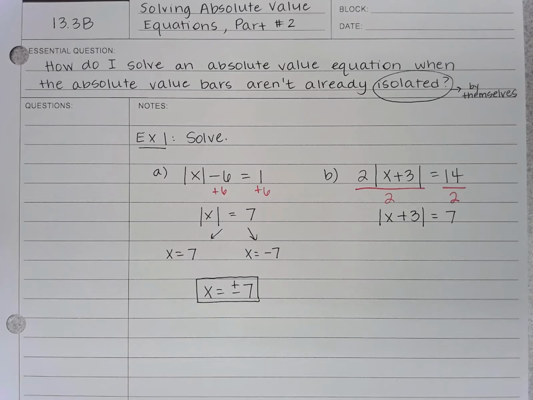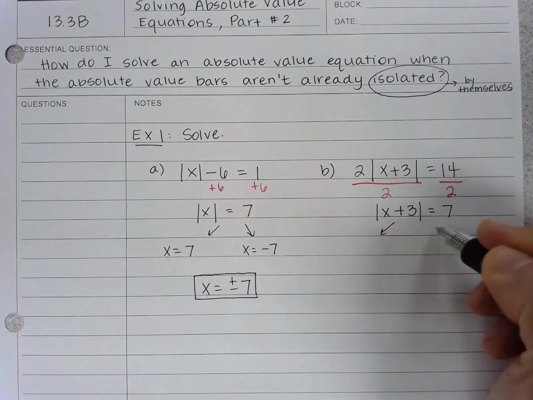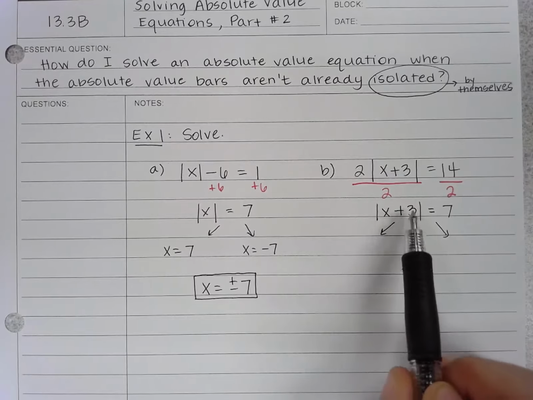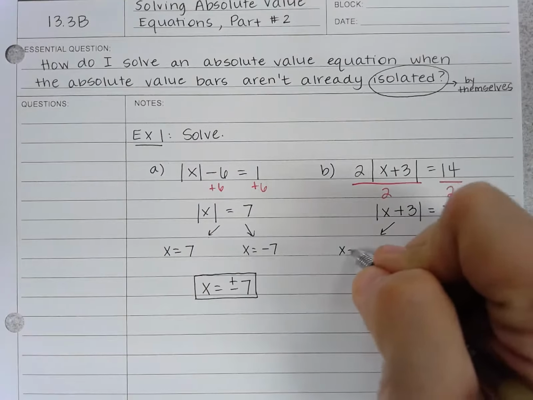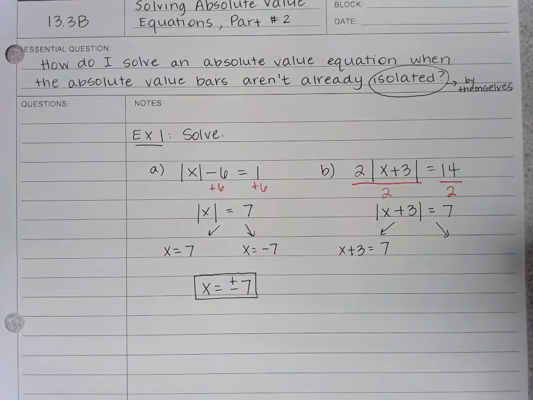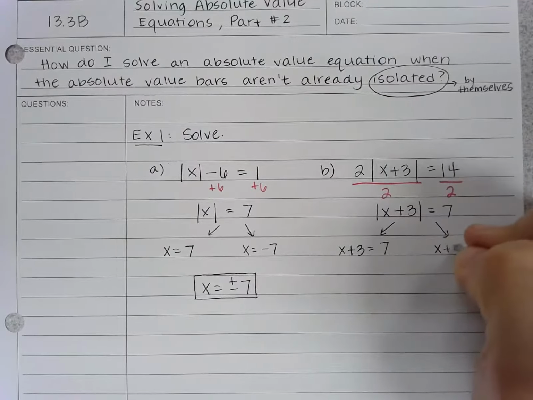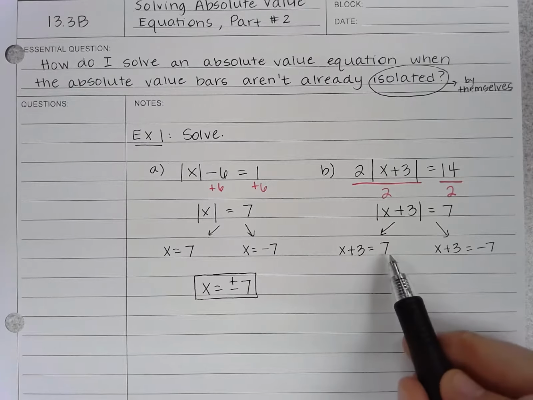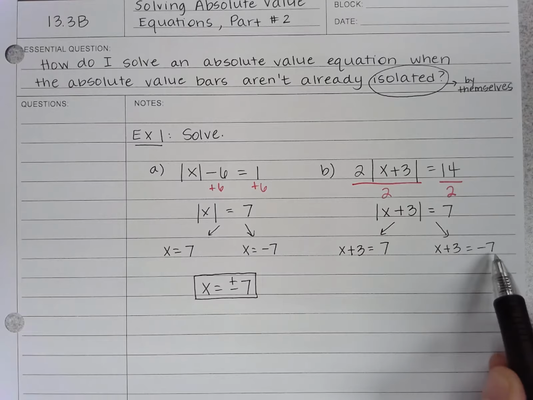So you want to make sure that you're taking that first step to isolate or get alone the absolute value bars before you split them off to make your 2 equations. So just a little review from yesterday. This plus sign on the inside here is not going to change. So I'm going to say that x plus 3 can be 7 away from 0 in the positive direction. And then I'm going to say that x plus 3 can be 7 away from 0 in the negative direction. So that's how I create my 2. This 7's positive, and then this 7 over here is negative.